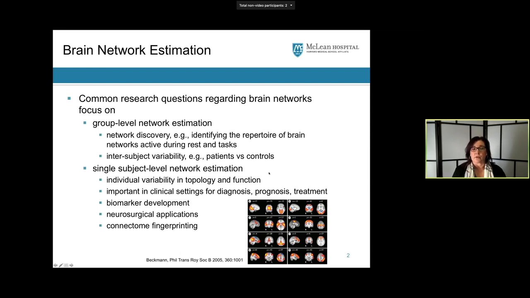More recently, though, there's a growing interest in single subject level network estimation. These maps reflect individual variability in topology and function and can play an important role in clinical settings for personalized diagnosis, prognosis, and treatment. They can also play a role in biomarker development and other applications. So for this talk, we'll be focusing on these large-scale networks and brain network estimation of this at the group level and at the single subject level.